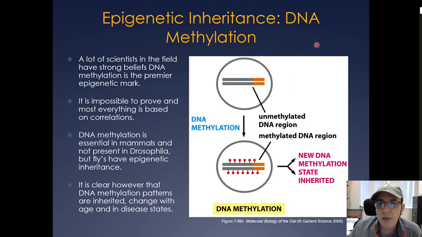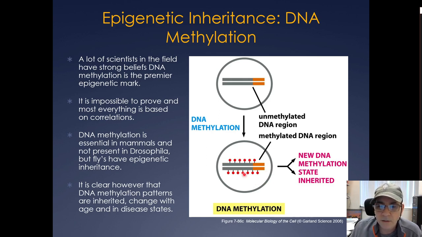You can also have epigenetic inheritance with DNA methylation, so you have an unmethylated region of the DNA, then all of a sudden you get a signal, and there's de novo methylation, and that de novo methylation is then converted to maintenance methylation, and this new methylated state becomes inherited. Just some caveats on this. There are a lot of scientists in the field who have really strong beliefs about DNA methylation being the premier epigenetic mark, the major mark of silencing.